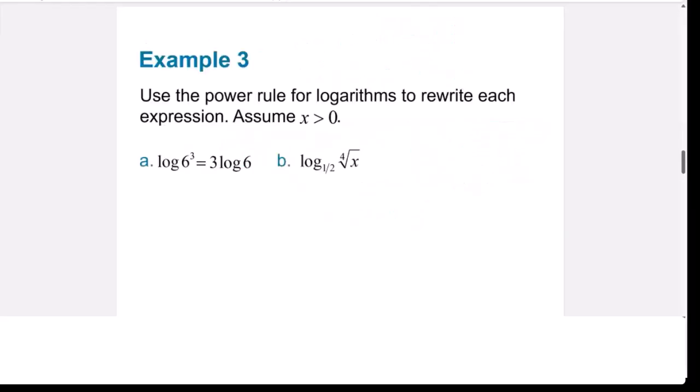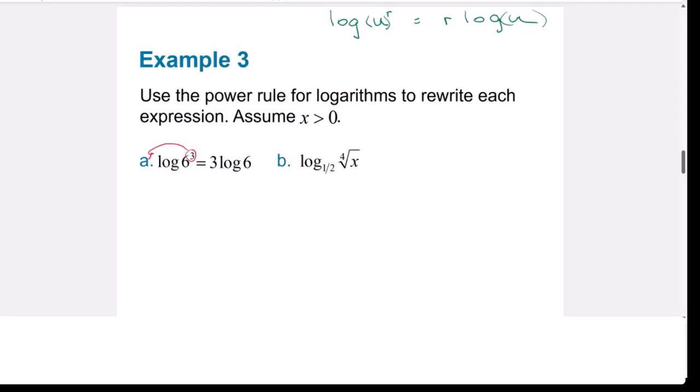So the power rule again just says that if I have the log of u to the r power, that equals r log u. All I'm doing is taking this exponent and bringing it around to the front. That's why I get 3 log 6.